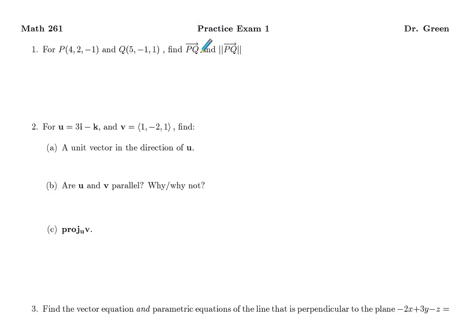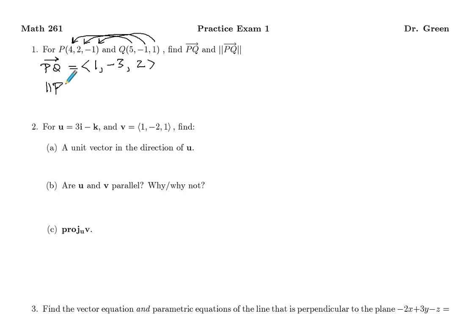How do you form the vector PQ if you're given points, and how do you get the length of the vector? So remember, we always subtract terminal minus initial, so head minus tail for each coordinate. So our vector PQ here is going to be 5 minus 4, which is 1, negative 1 minus 2, which is negative 3, and 1 minus negative 1, which is positive 2.